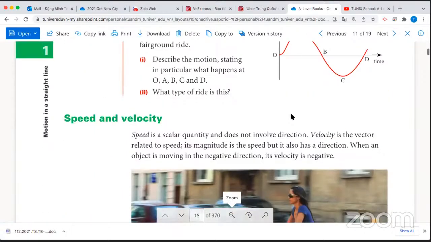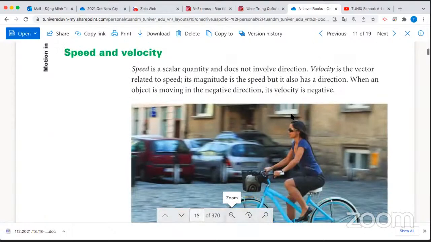Speed and velocity. Speed is a scalar quantity, and speed is the magnitude of the velocity. Velocity has direction, and velocity is a vector. So now you understand the difference when they are divided. Velocity is the displacement divided by time. Speed is equal to the change in distance divided by time traveled.